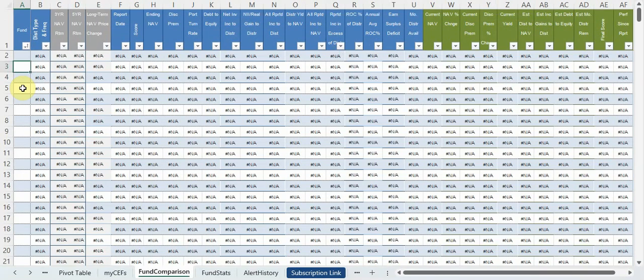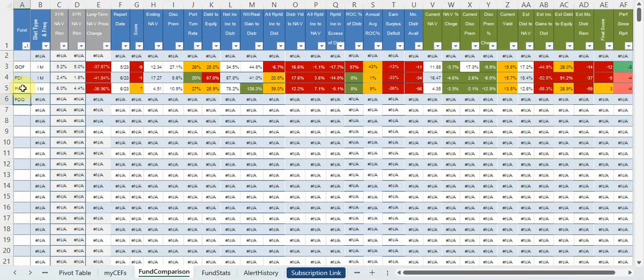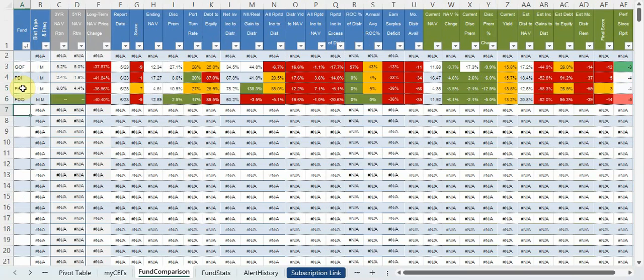And now for the reason we're all really here, the comparison of the funds GOF and PDI. And just to make things a little bit more interesting, we're also going to take a quick glance at the funds PHK and PDO. Right now we're at the fund comparison tool.